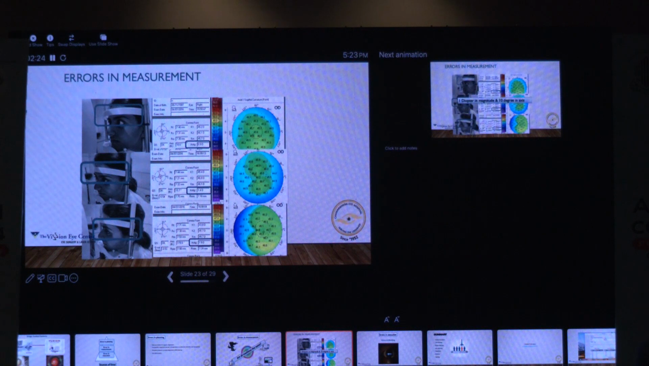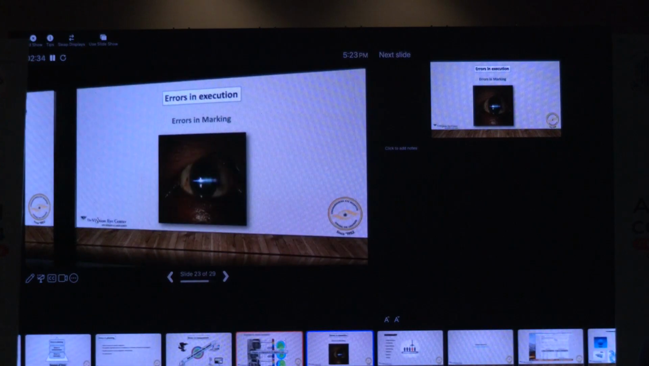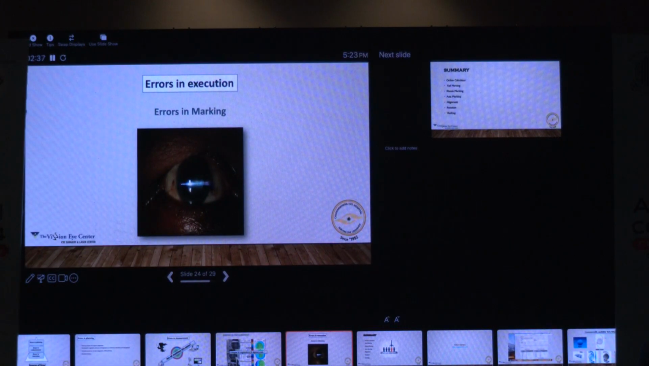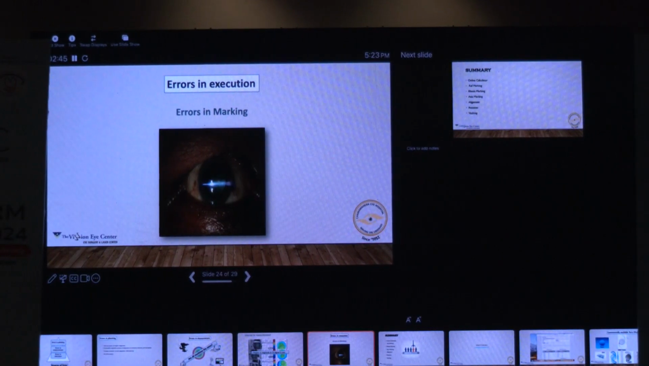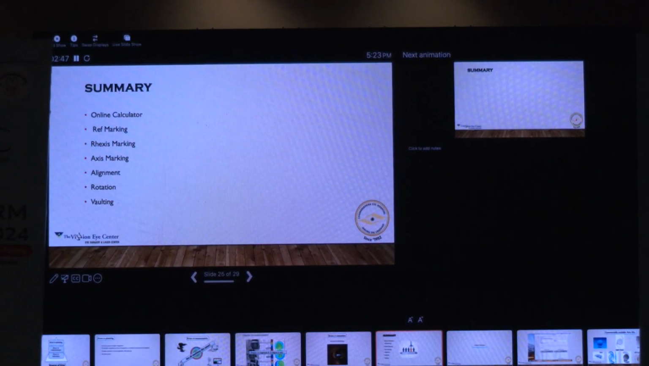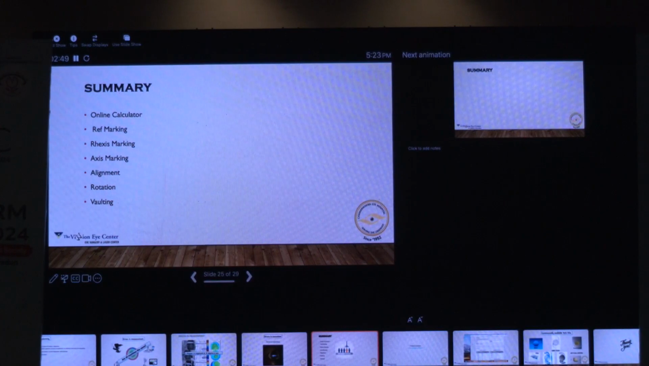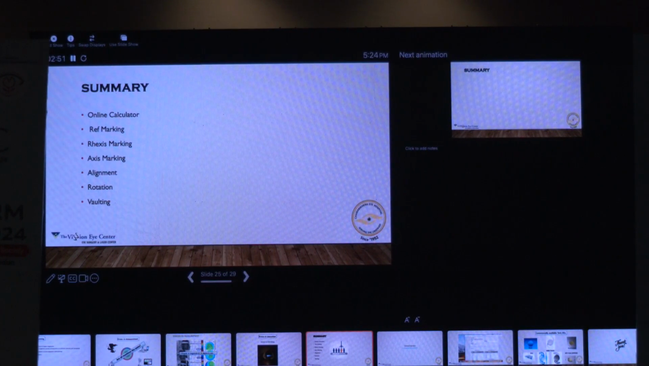So this is extremely important, because this error, you can't predict it, and you won't be able to solve it later on as well. So errors in execution, of course, errors in marking. When you do it initially, there can be an error that can happen initially. So you need to be very careful that the patient is cooperative on the slit lamp when you're doing the markings on the sides. To summarize: online calculator, reference marking, axis marking, alignment, rotation, and vaulting.